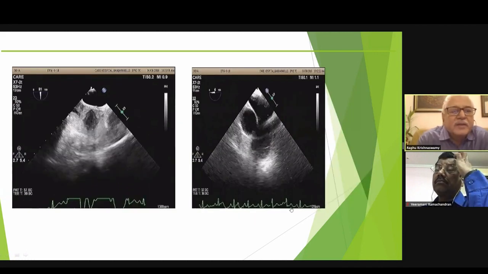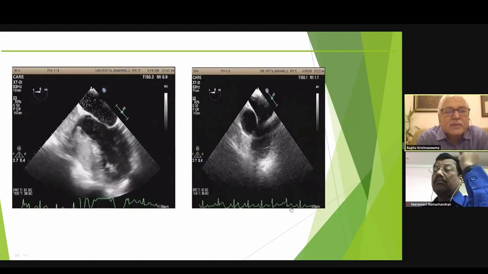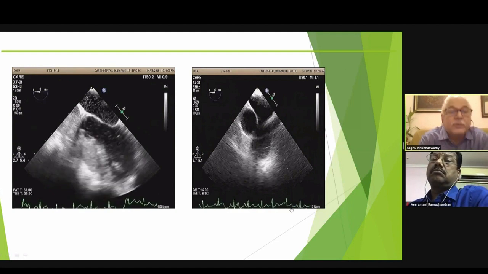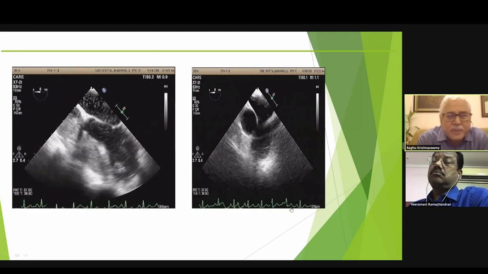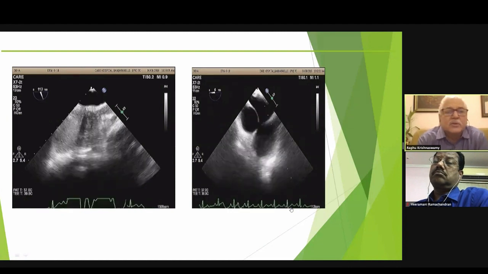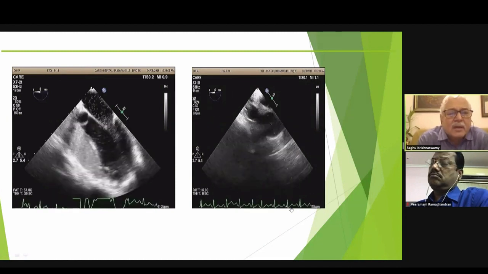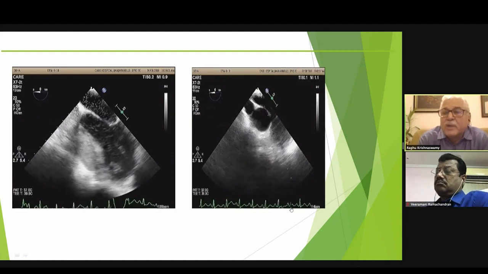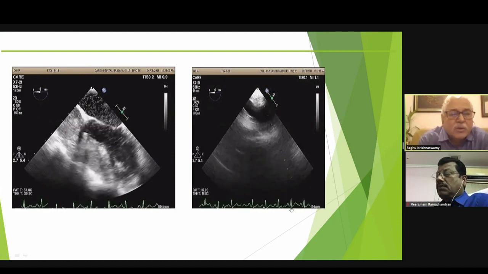Now we did a contrast study. You might ask me why, but this is something that we regularly do in our laboratory. And this patient had also complained of some amount of lightheadedness. So when we saw the mass, we were wondering whether small emboli had gone into the cerebral circulation also.